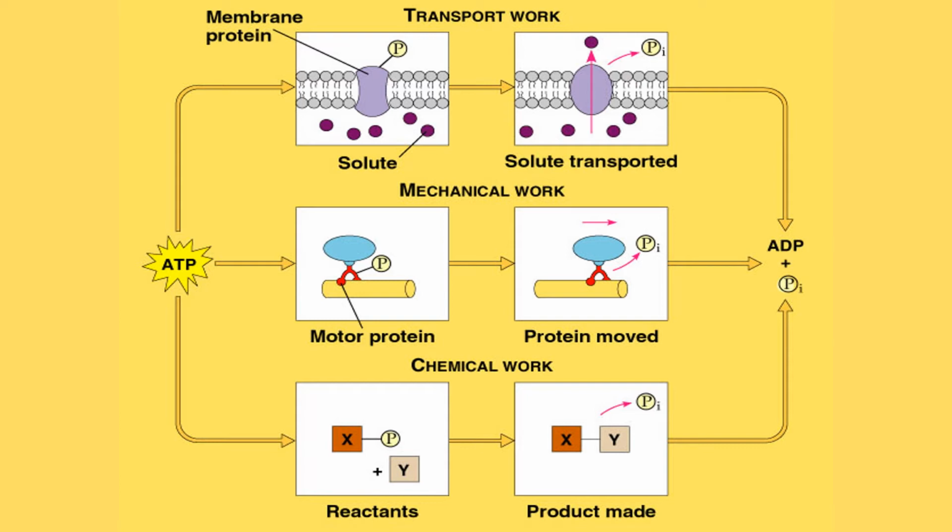In a lot of reactions that require energy, what happens is an enzyme comes along and it sticks a phosphate to one or more of the reactants. And then when those reactants come together, the phosphate is pulled off. That supplies the energy needed to make this rearrangement of atoms and build this new molecule.